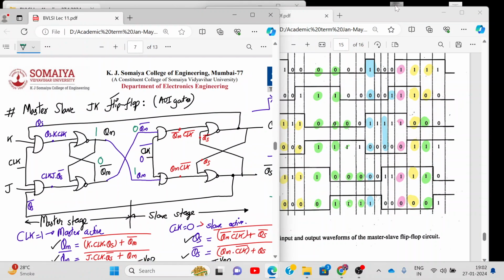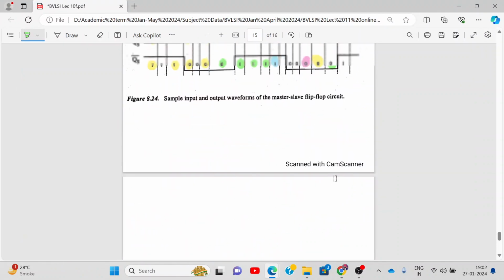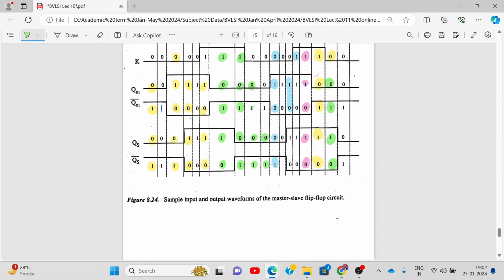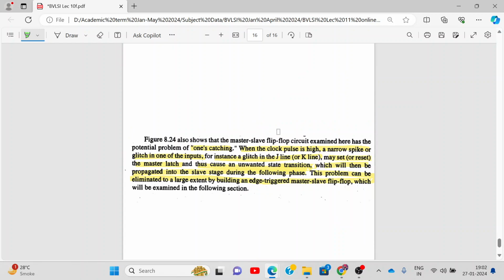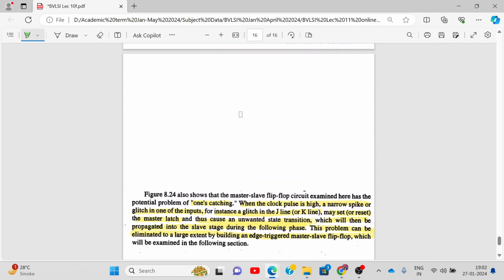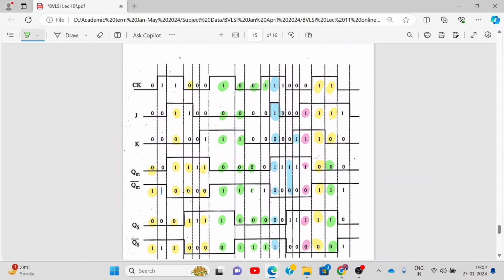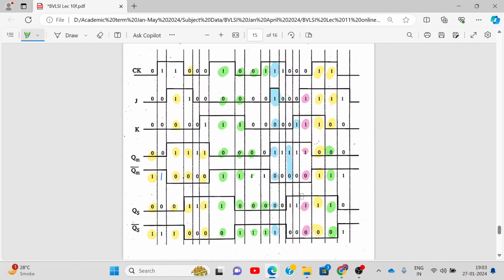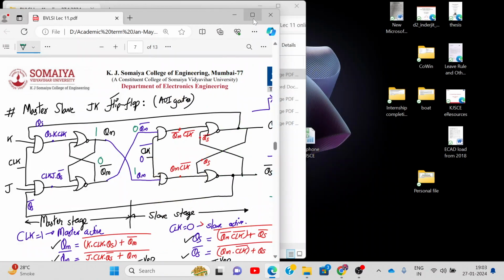So yeah, so that's it for today. These are your waveforms for your master slave flip flop circuit. As you can see, once catching the clock is one glitch. Yeah, यहाँ से चालू होता है problem. Okay, ठीक है. Let it be. I hope you can understand it. So yeah, that's it for today.